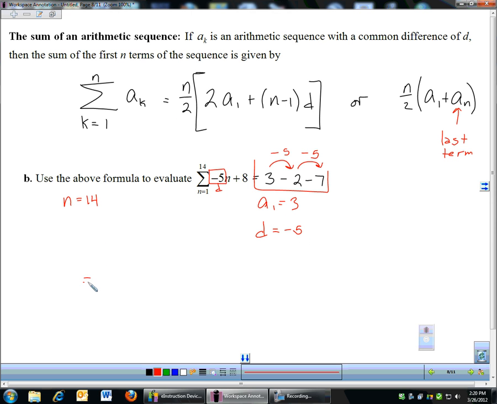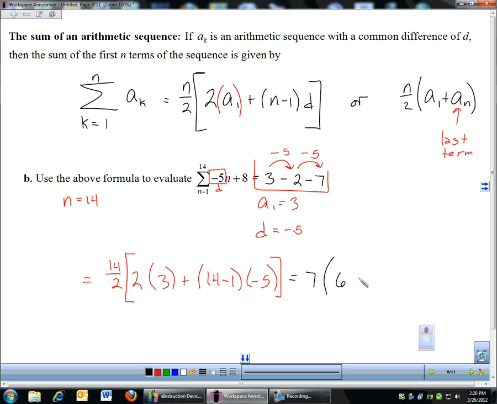So my sum is going to be n over 2, 14 over 2, times 2 times my first term, a sub 1, which was 3, plus n minus 1, that's 14 minus 1, times the common difference of negative 5, and from there it becomes order of operations. 14 over 2 is 7, times 2 times 3 is 6, plus 14 minus 1 is 13, times negative 5.